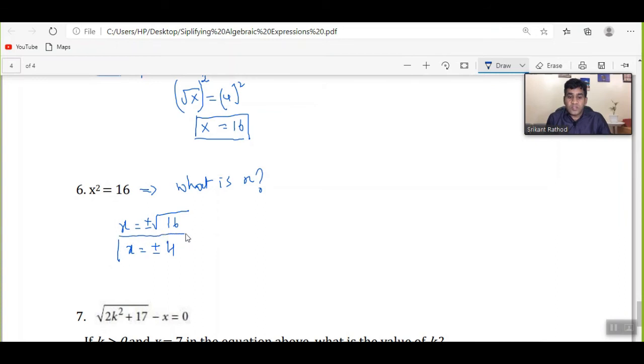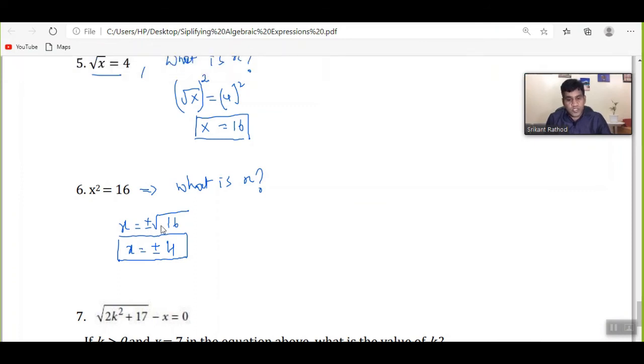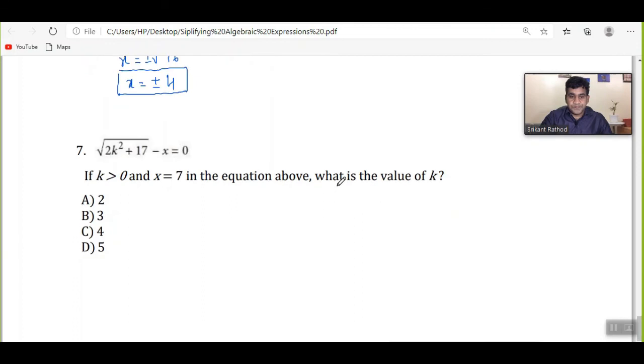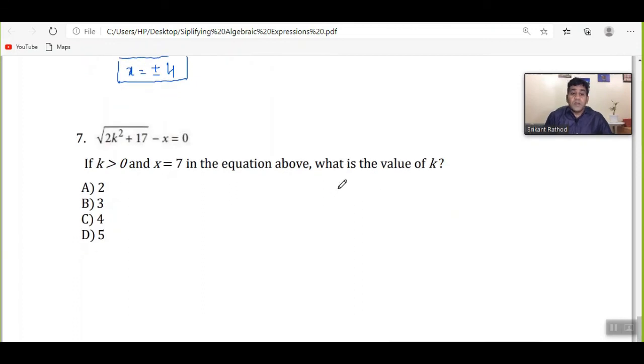There are two values of x. As the highest power of the variable x is 2, there are two values of x which make this expression equal to 16. So that's the value of x. Sometimes they say x square is equal to 16 and x is greater than 0 or less than 0, and accordingly you have to select the values, right? Okay, let's consider another example.